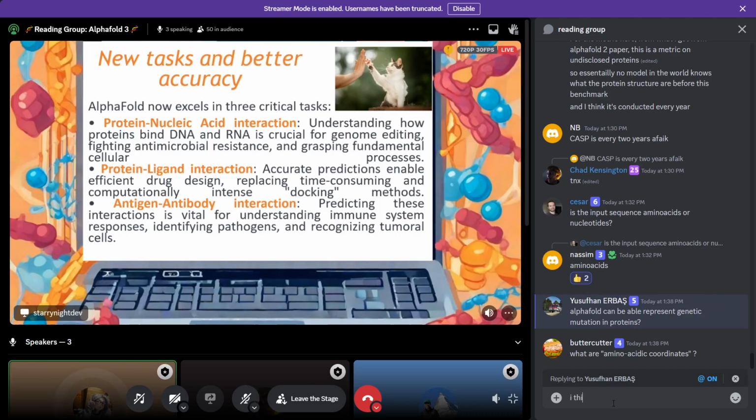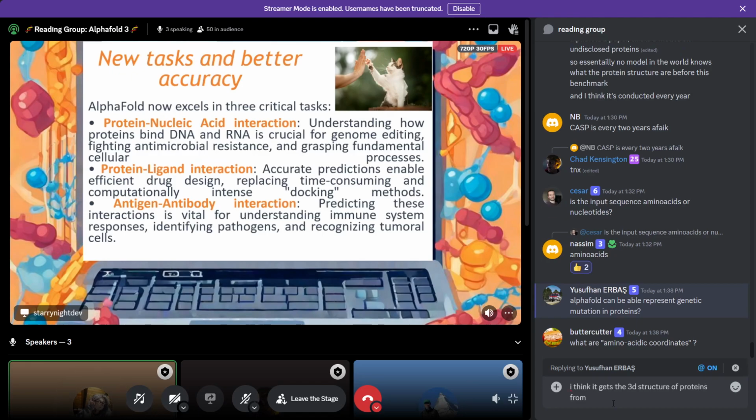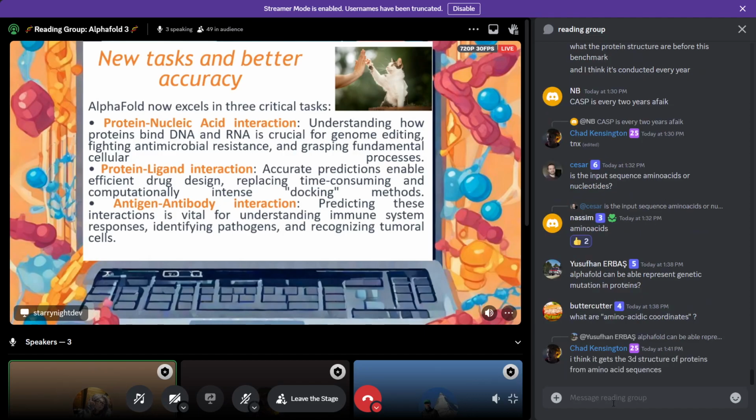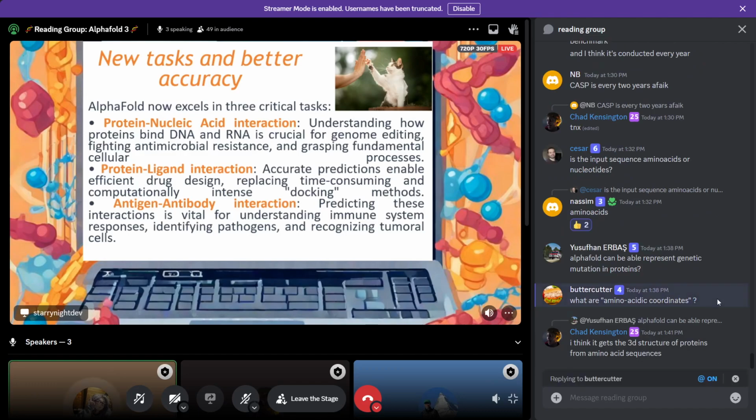The first is protein nucleic acid interaction. To put it simply, nucleic acids are our DNA and RNA. DNA is the source code, and RNA is like the compiled code. It is a code that ribosomes, which are the small little factories that produce proteins, can understand to translate into amino acids.